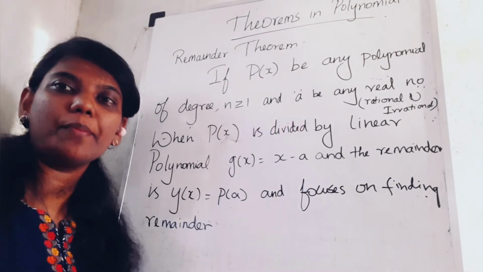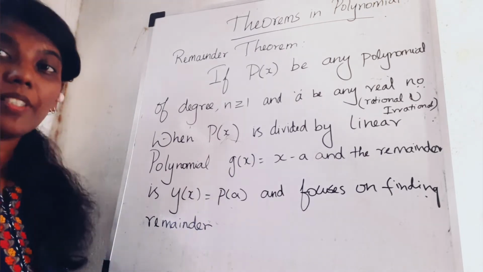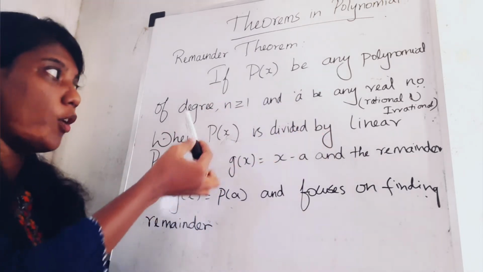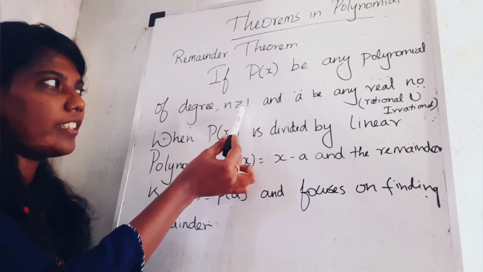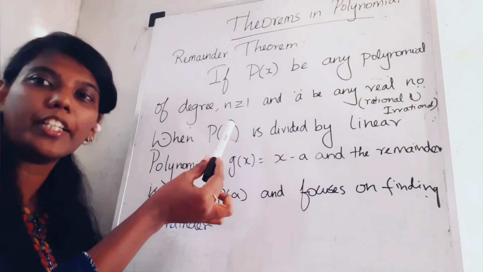Going to see about theorems in polynomials. So first we are going to see about the remainder theorem. What does the theorem state? If p of x is any polynomial of degree n greater than or equal to 1. So the degree should be greater than or equal to 1.